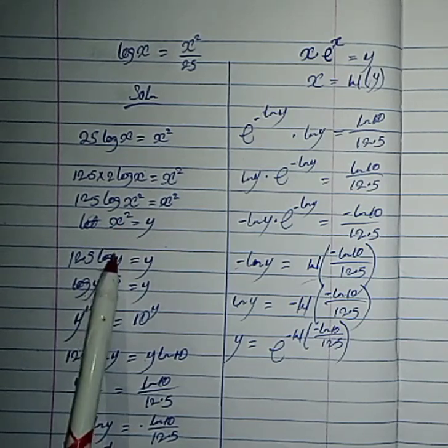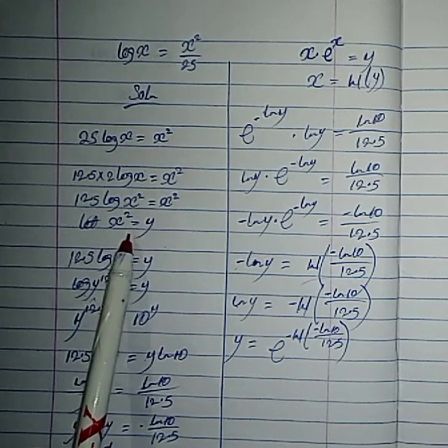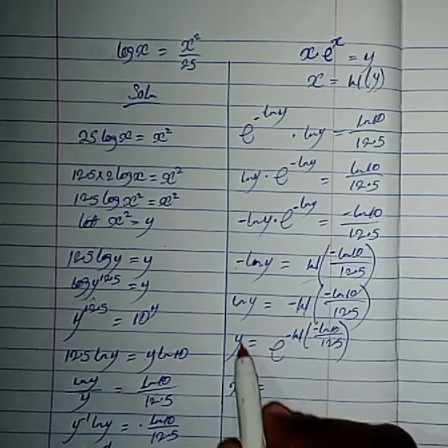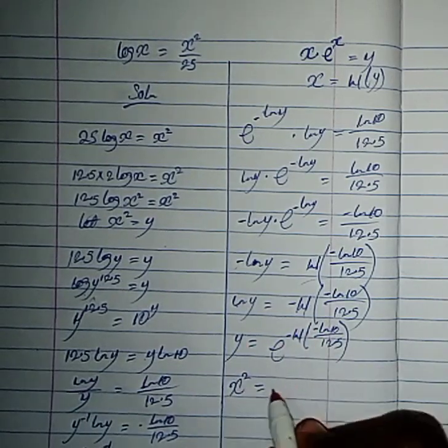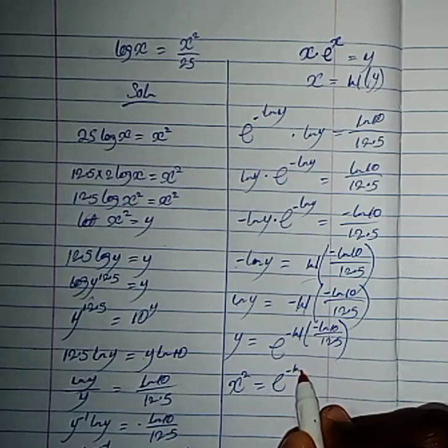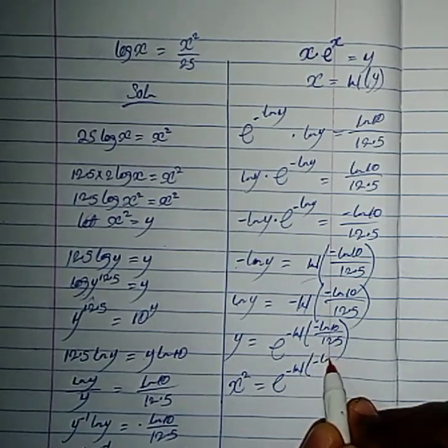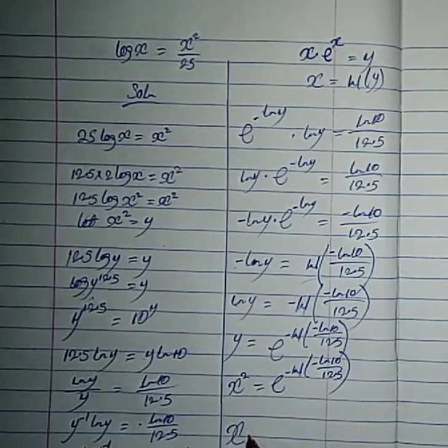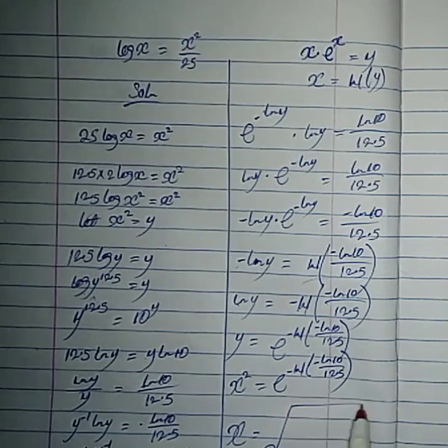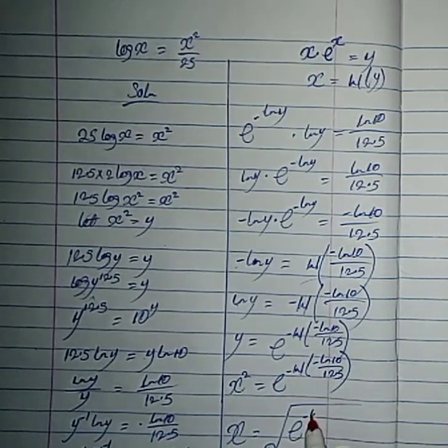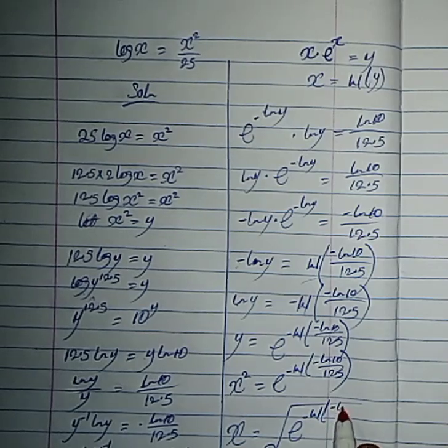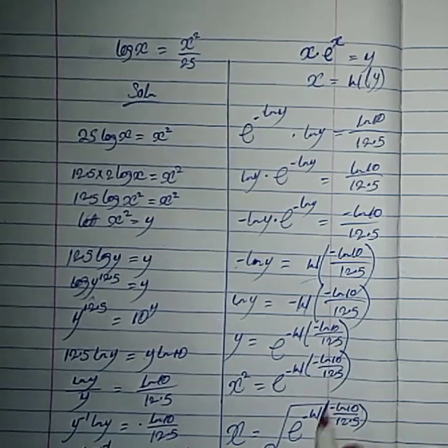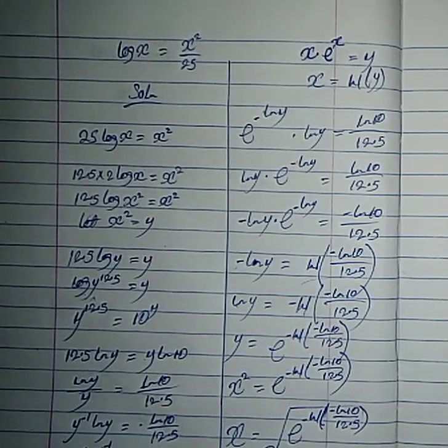So now we're actually looking for x. So you say x squared is equal to this, because y is this, then x squared is this. So x squared is e raised to the power of negative Lambert W function of negative ln 10 over 12.5. So x therefore is equal to the square root of e raised to the power of negative Lambert W function of negative ln 10 over 12.5. So this is our value for x.